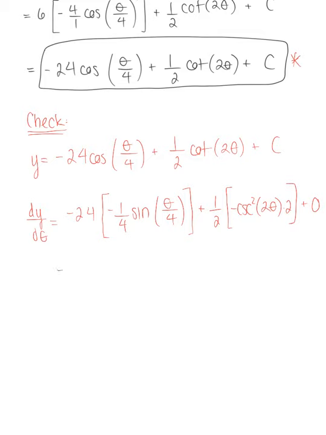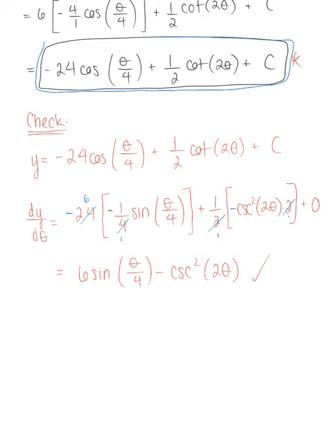And we can simplify our answer here. We know, of course, that 4 goes into 24 6 times. We also have a negative times a negative. So this will produce a positive 6 times sine of theta divided by 4. And then we have in our second term that the 2's will cancel each other out. And just don't forget that negative. So this leaves us with a minus cosecant squared of 2 theta. And this is the function that we started with. So we can officially claim that this is our correct and final answer.